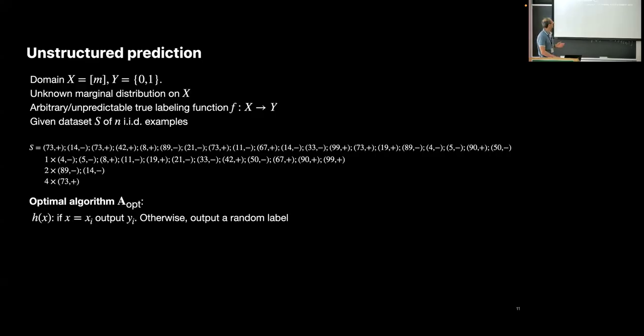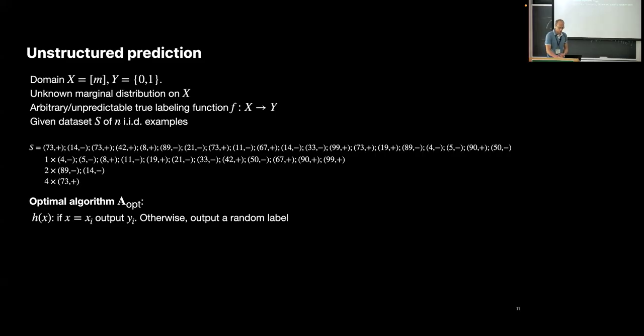And indeed, it's not hard to show that for any marginal distribution, the best hypothesis you can produce, the minimax optimal hypothesis, given no assumptions on the unknown function, is to just memorize the data set. Basically the hypothesis will say that if you get an X, output the label that you have observed, if you have observed its label, otherwise output a random label. Hopefully it makes sense.